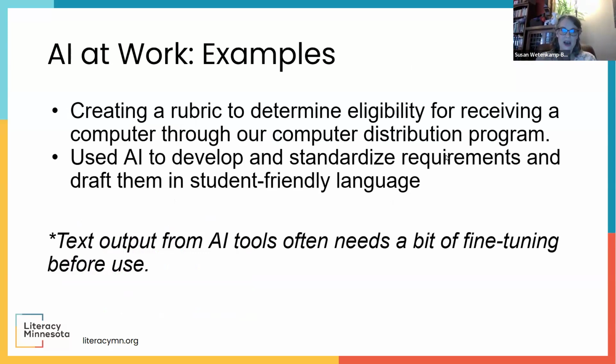All right, so I'm going to spend a little time talking about some examples at work of things that you might do with AI, things that either I have done, staff members have done, or people I know in our professional sphere have tried. And one of those is creating a rubric to determine eligibility for receiving a computer through our computer distribution program. So on my staff, I have a digital navigator who helps our students receive laptops. We purchase those and distribute them at low cost to students who are eligible.